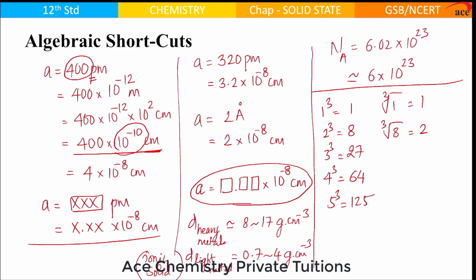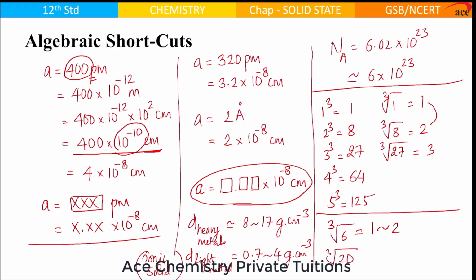Now, imagine somebody asks what is cube root of 6. Now, we don't know the value, but at least we know it will be between 1 to 2. At least that much guess you can do. Cube root of 27 is 3. But now somebody asks what is a cube root of 20? We know 20 lies between 8 and 27. 8 cube root is 2, 27 cube root is 3. So, 20 cube root will be between 2 to 3, but closer to 3.